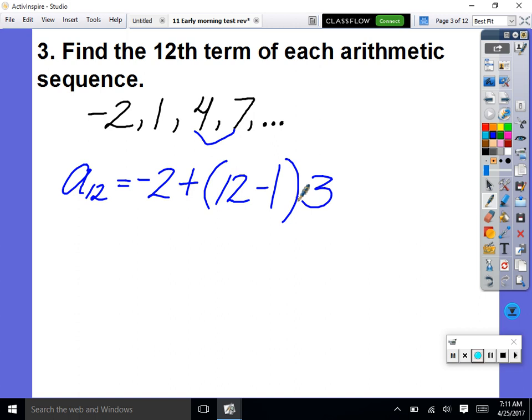Okay, I'm going to hurry and type that one in. Negative 2 plus parentheses. Okay, thanks. So a sub 12, our 12th term, is 31. Okay, awesome.